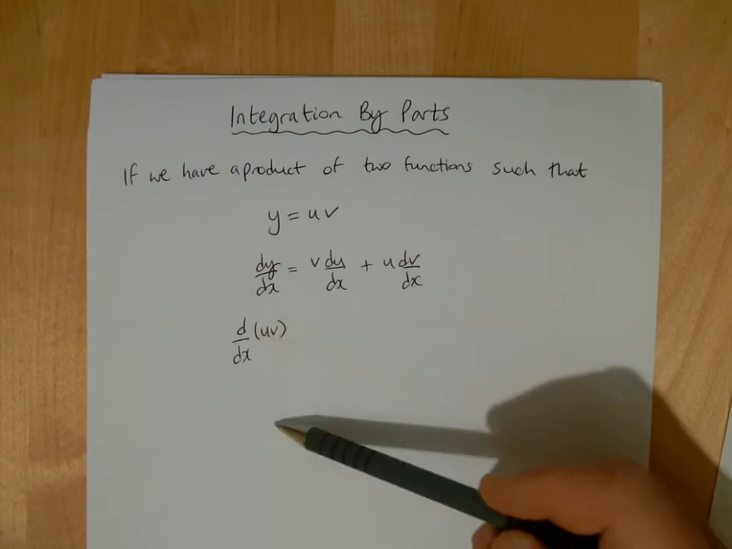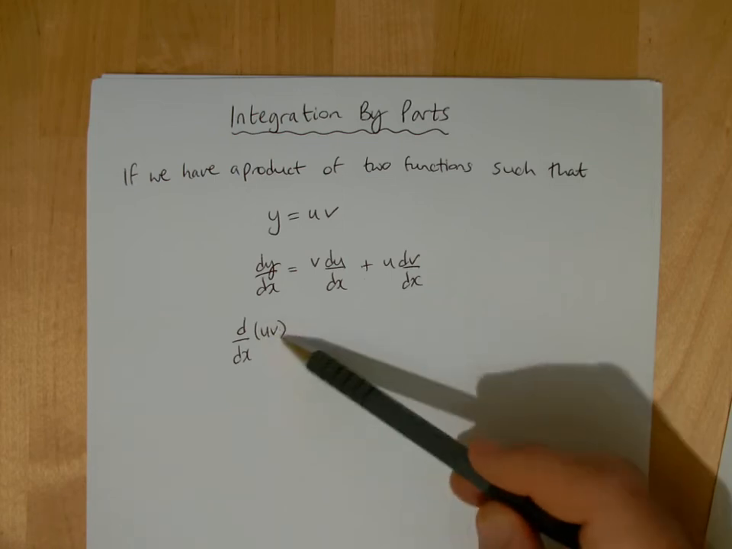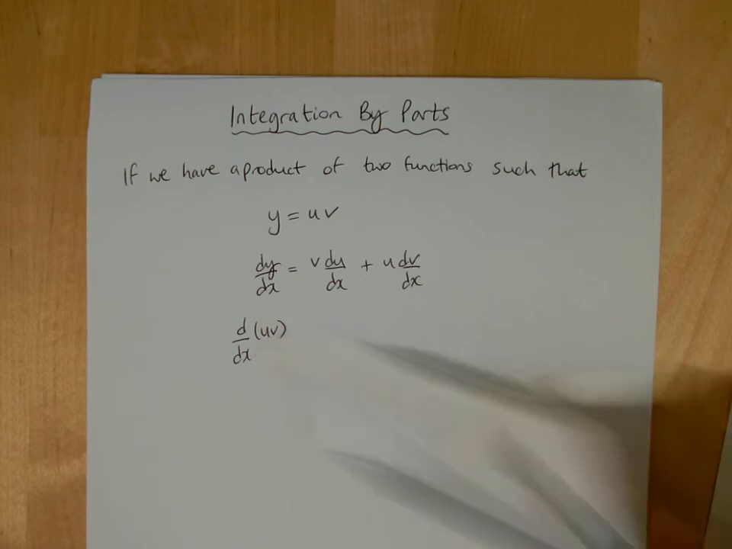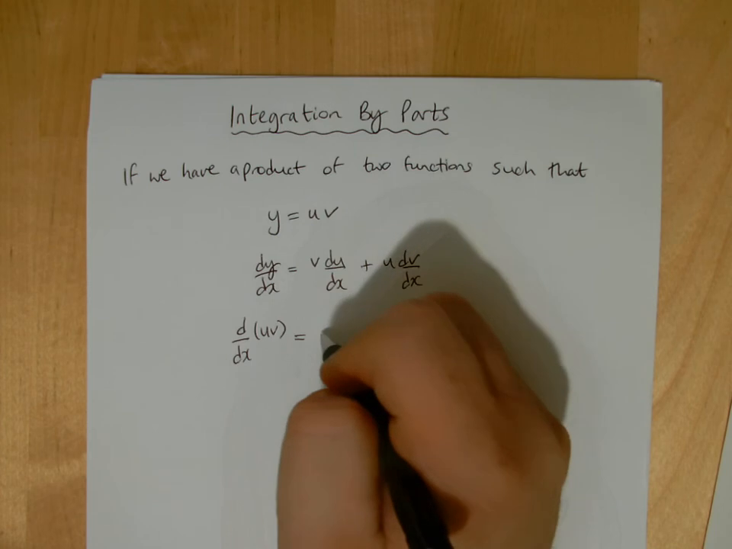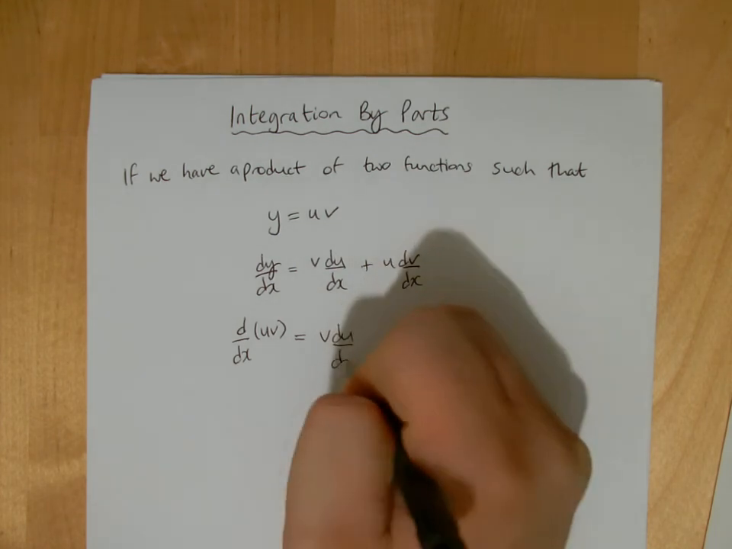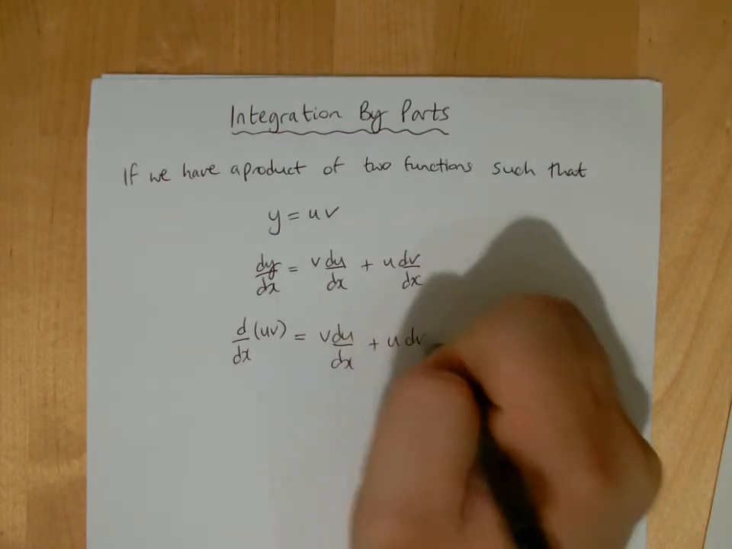So I can say d by dx of uv, which quite simply means the derivative of this with respect to x. What you get once you differentiate this with respect to x will of course equal this here. So I'm not going to change this. I'm going to do v du dx plus u dv dx.